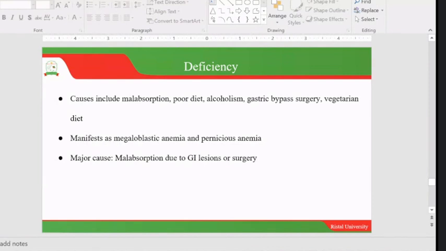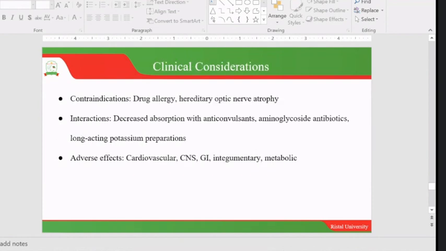Trust me, in one of your engagements, these things will come up. And what are the major causes? This could be due to malabsorption, where the body is failing to absorb the required amounts of vitamin B12 due to GI lesions and also due to surgery.